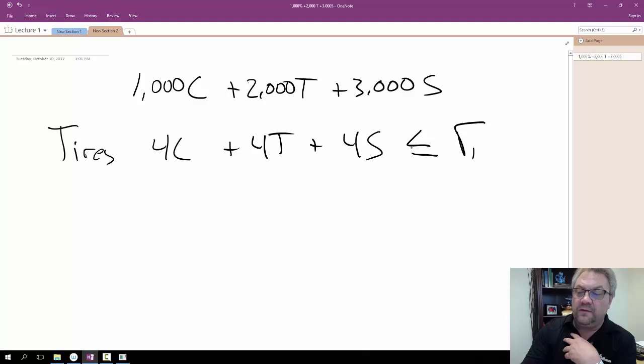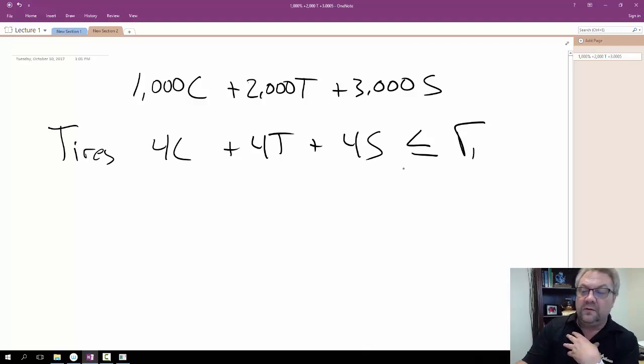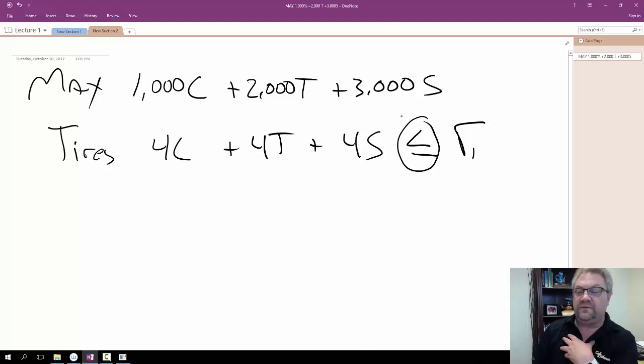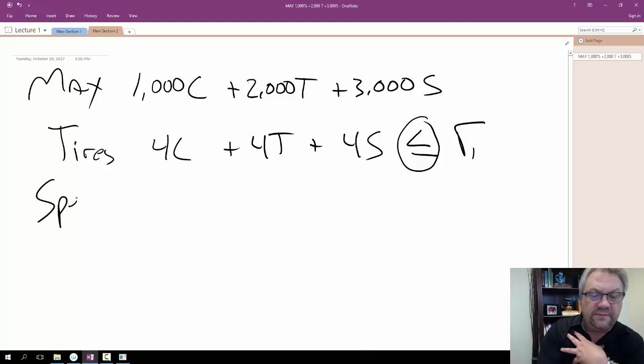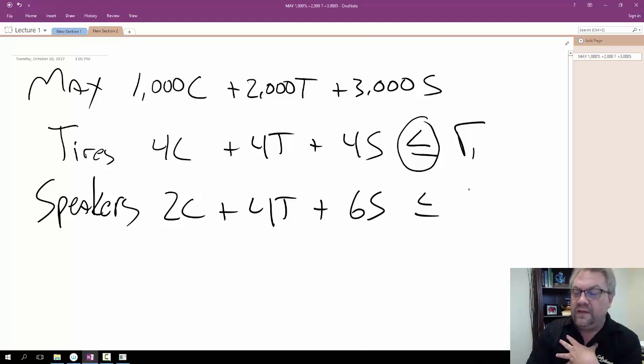See, if this were greater than or equal, then this objective function, or my profit function, the maximization of that would be infinite, right? So what I'm trying to point out here is when you have a max, so I want to maximize this profit, all of my constraints have to be in this form, all right? And then one last thing, let's say speakers, 2 things. So, for the car, maybe there's just 2 speakers in the car, 4 in the truck, and then say 6 in the SUV, and that has to be less than or equal to some amount that I have on hand.